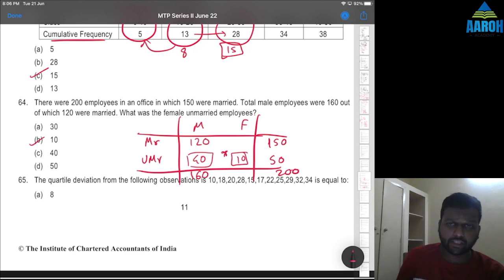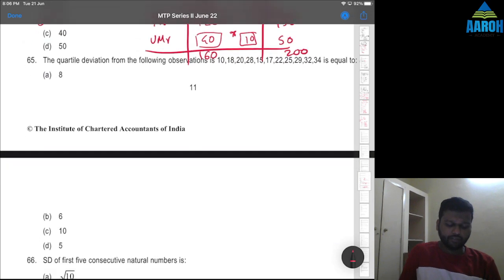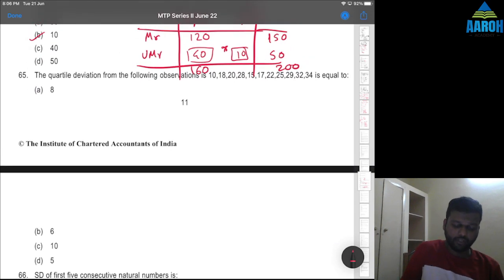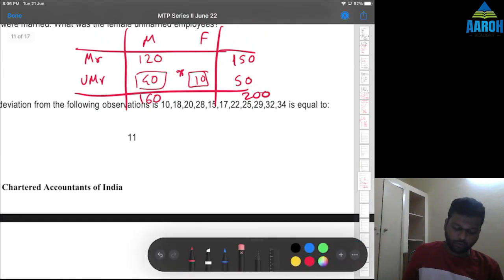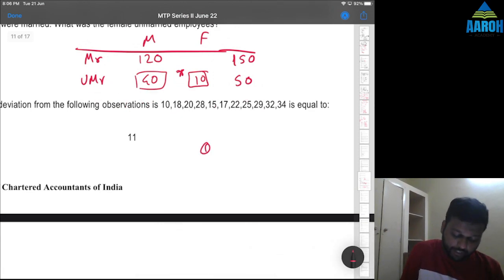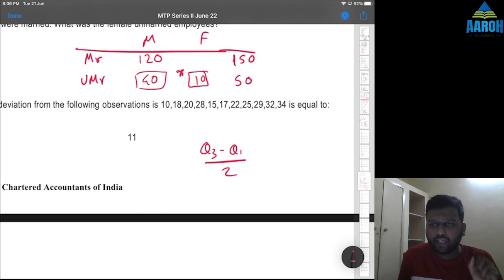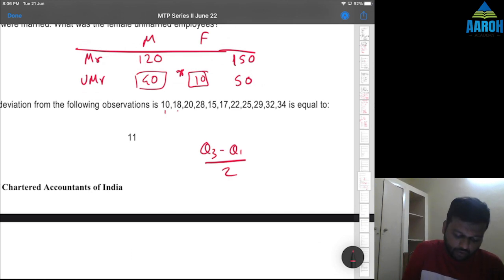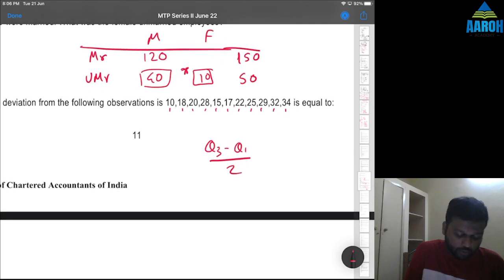Okay, next 65. Quartile deviation from the following observations is equal to. Okay, now for quartile deviation, we need Q3 minus Q1 upon 2. So we have to find Q3 and Q1. For that, let's count how many observations are there. 1, 2, 3, 4, 5, 6, 7, 8, 9, 10, 11. 11, right? Fine. So how do we find Q3 and Q1? N plus 1 by 4 into K. This gives us quartile number K.